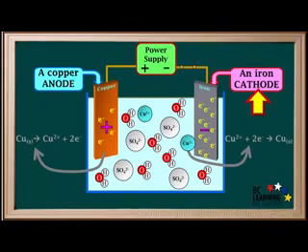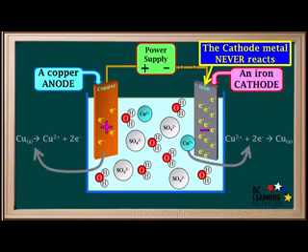And it's very important to remember that for a type 3 electrolytic cell, it doesn't matter what metal the cathode is made of. The cathode metal never reacts, so there are no half reactions involving iron in this case.